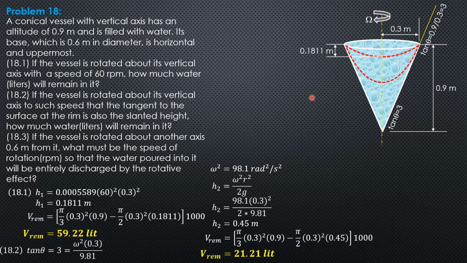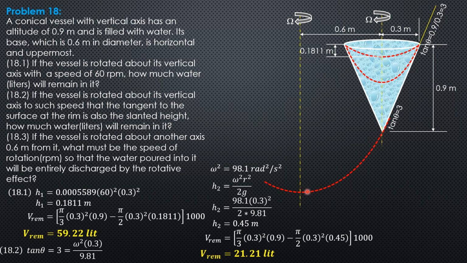For the last question, if the vessel is rotated about another axis 0.6 from it, this is the original axis, so we have another axis here, 0.6 meter rotated. What must be the speed of rotation in RPM so that the water poured into it will be entirely discharged by the rotative effect? So the surface should be tangent to the vertex with the same slope as the slanted height so that everything in the cone will be discharged by the rotative effect.